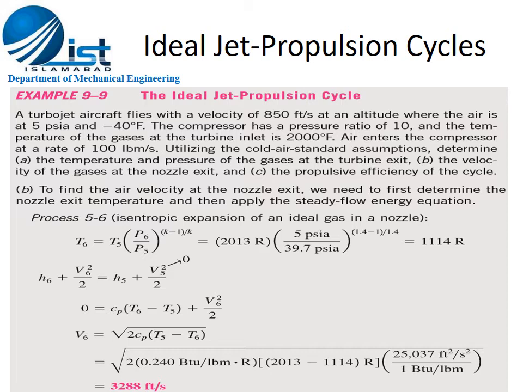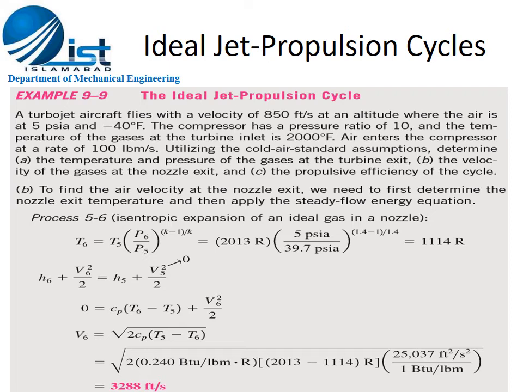So putting in all the values and converting enthalpy into Cp values, we find the velocity at point 6, which is the velocity of the air at the nozzle exit, which comes out to be 3288 feet per second. So this was the secondary value we had to find in this problem.